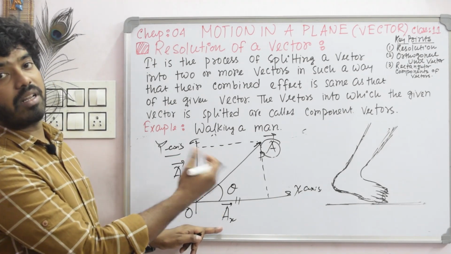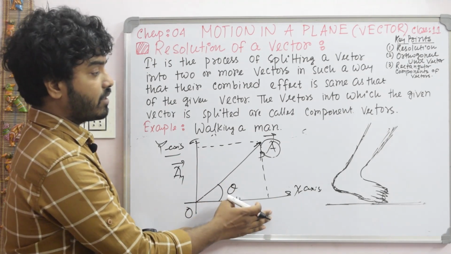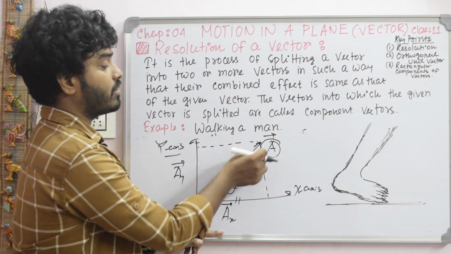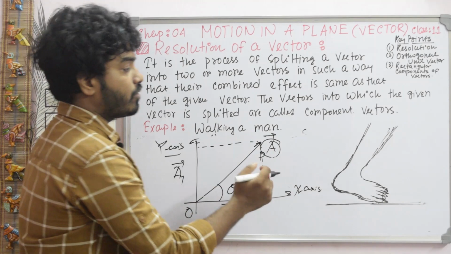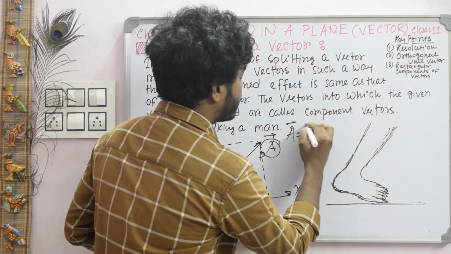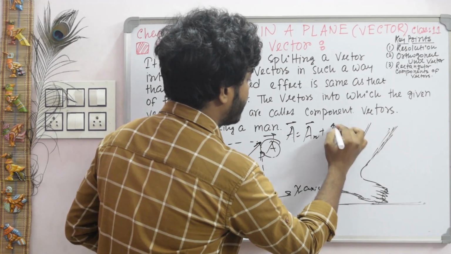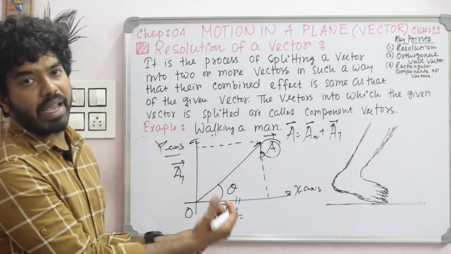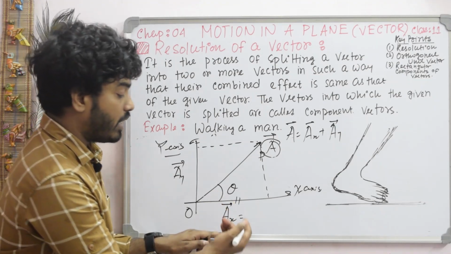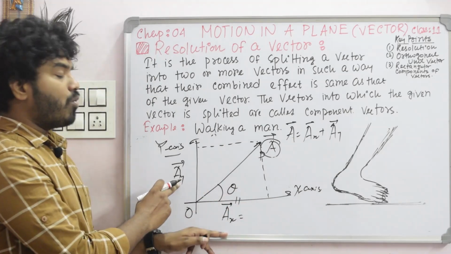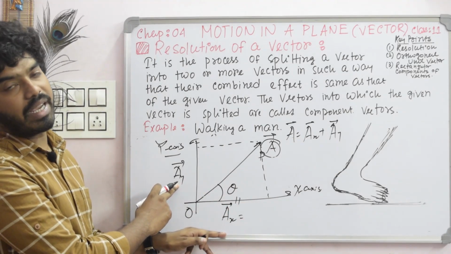You just consider parallelogram law. This is vector ax along x axis and this is vector ay along y axis. So the resultant vector gives this vector A. Okay. So we can say vector A is equal to ax vector plus ay vector. Now ax vector has some magnitude value. Similarly ay vector has some magnitude value.